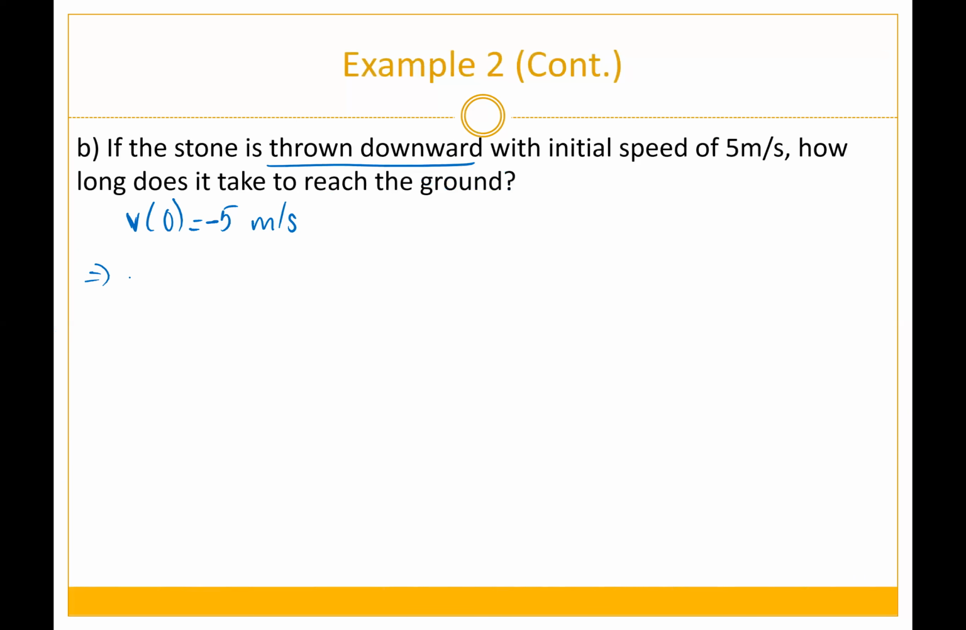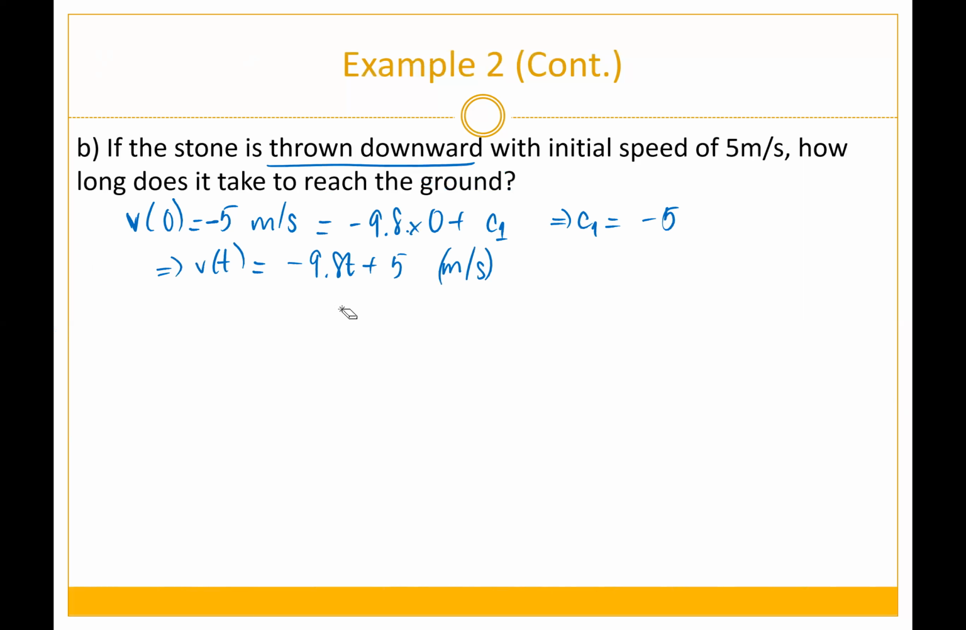Therefore, v of 0 is negative 5, which is also equal to negative 9.8 multiplied by 0 plus c1. So now your c1 is going to be negative 5. And so your v of t is negative 9.8 t minus 5 meters per second. Actually negative 5.